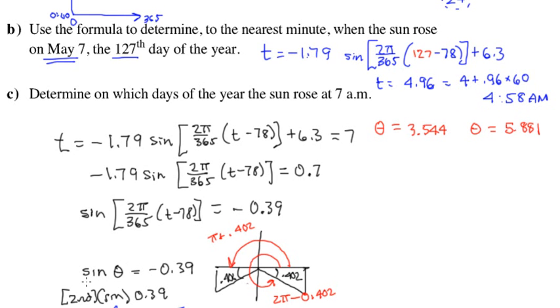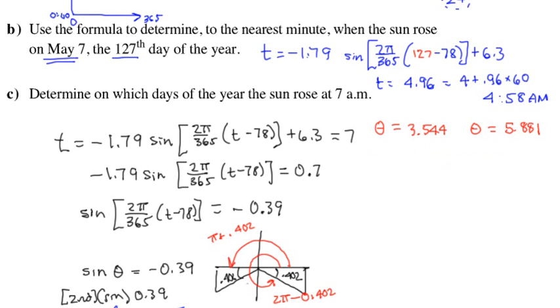And if this equation were just sine theta equals, we would be done right there. Those would be our answers, and we'd be on to the next question. The trouble is, the argument in here isn't just theta, it's all this. It's 2 pi over 365 times t minus 78, so we've got a ways to go again.